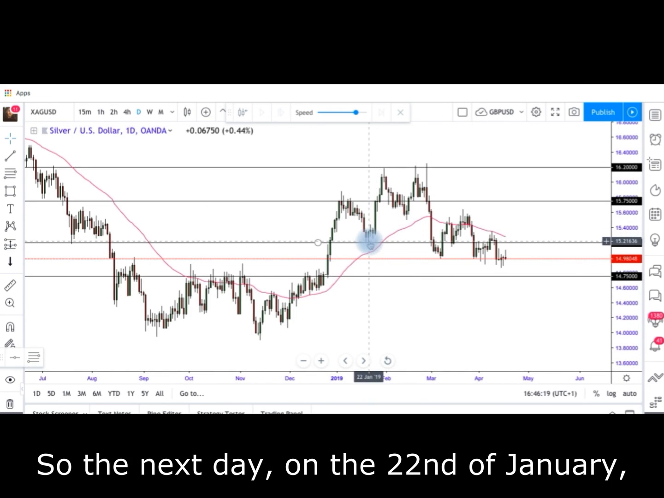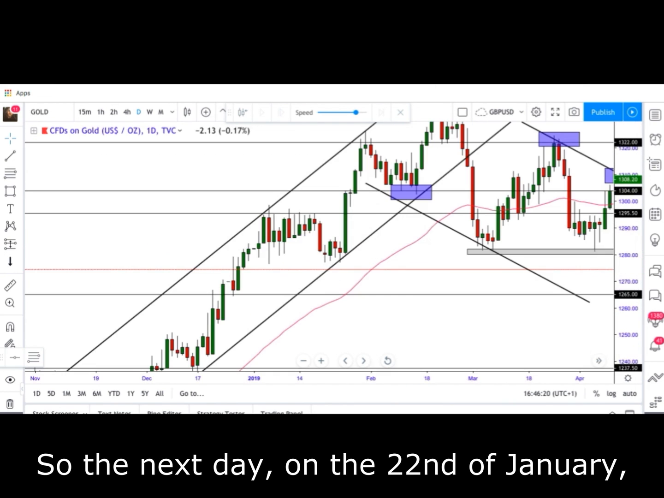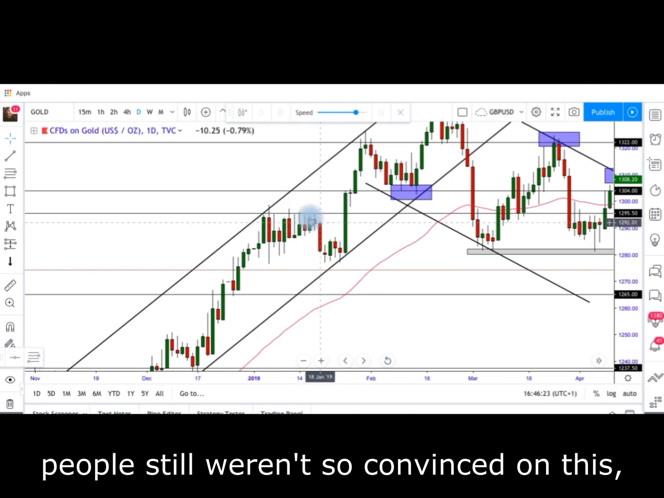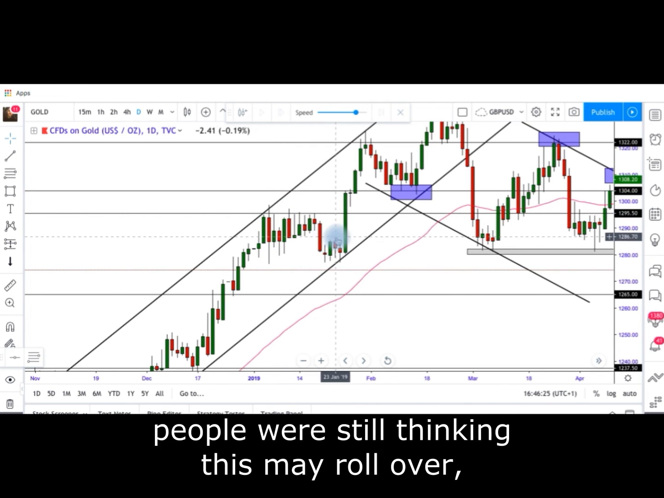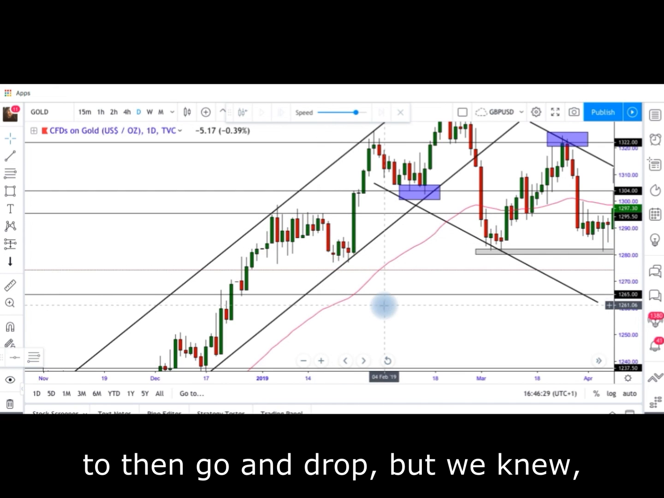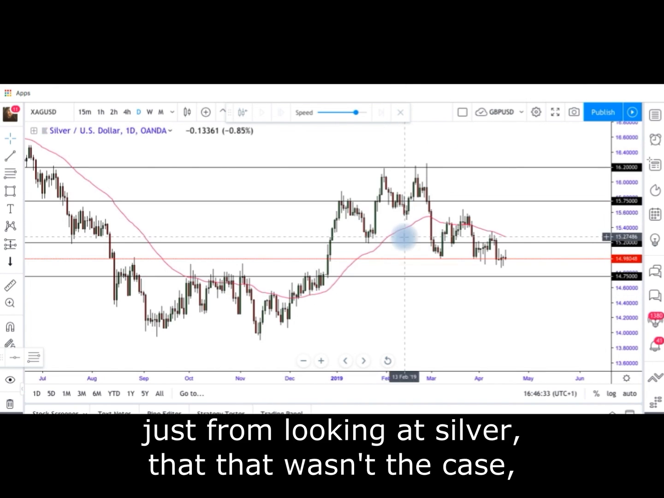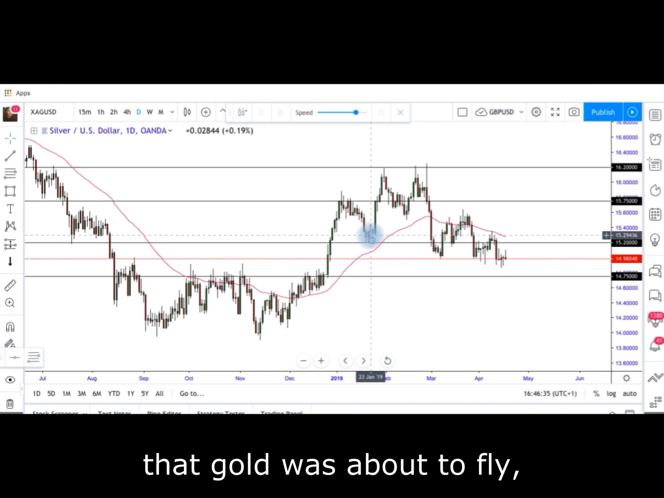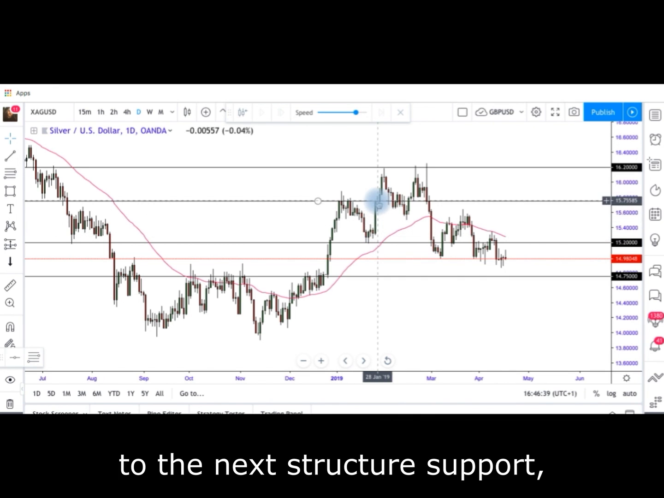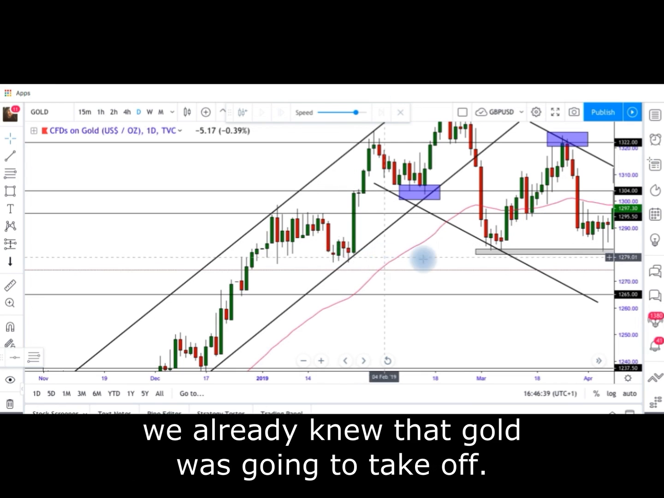So the next day, on the 22nd of January, which for gold was this day here, people still weren't so convinced on this. People were still thinking this may roll over. People were thinking this could have been a retrace to then go and drop. But we knew, just from looking at silver, that wasn't the case, that gold was about to fly. Because if silver was about to fly up again to the next structure of support, we already knew that gold was going to take off.